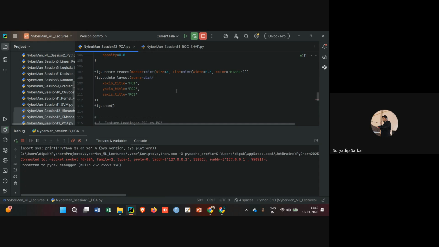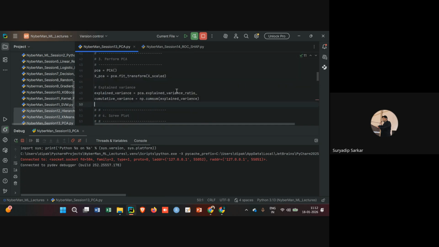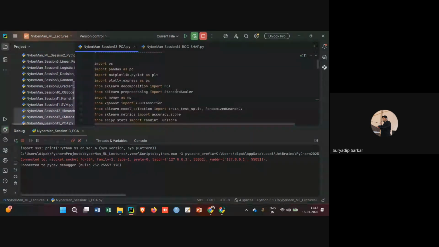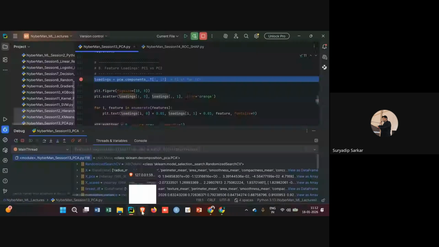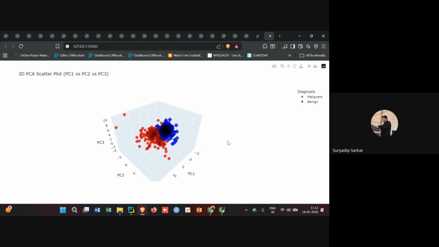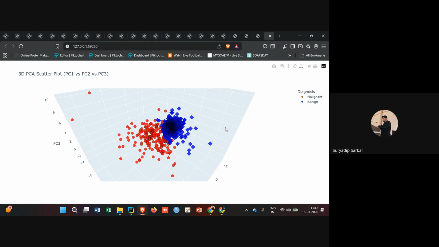Just give it a couple of minutes. It is trying to render a 3D plot, so it might take some time. Yeah, yeah. So this is our 3D plot.